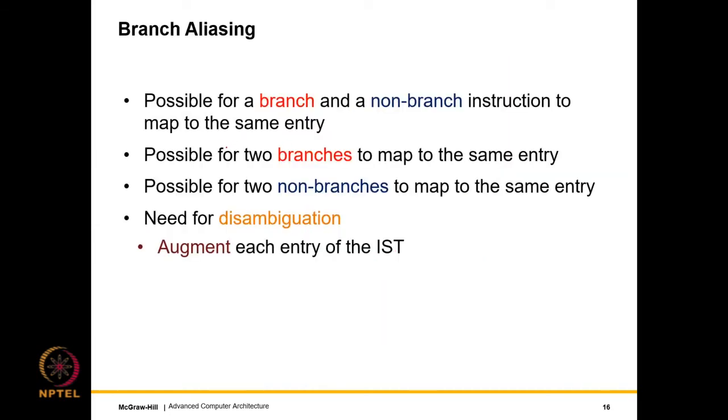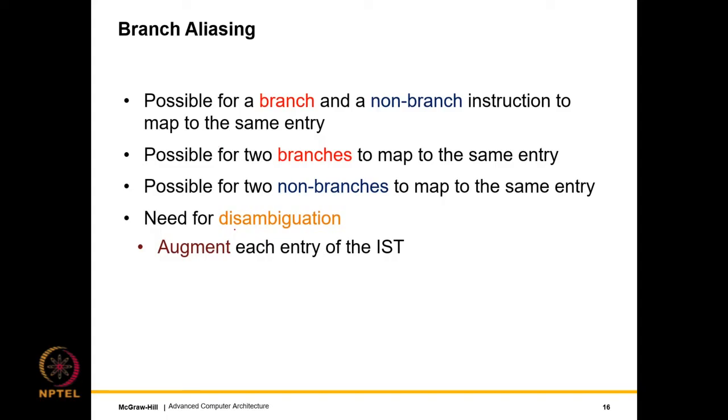So as we have discussed, branch aliasing is a major issue. It is possible that two branches map to the same entry, two non-branches map to the same entry, or a branch and a non-branch map to the same entry. Given that we are only remembering what we had seen last time, and based on that we are predicting what is most likely this time, aliasing will cause an issue.